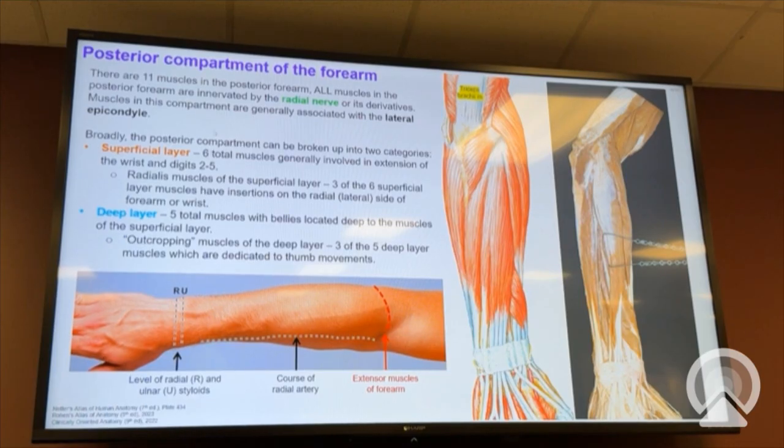So 11 total muscles in the forearm, here the posterior forearm. They're laid out pretty, they group nicely, I guess you could say. All of these muscles are innervated by the radial nerve.